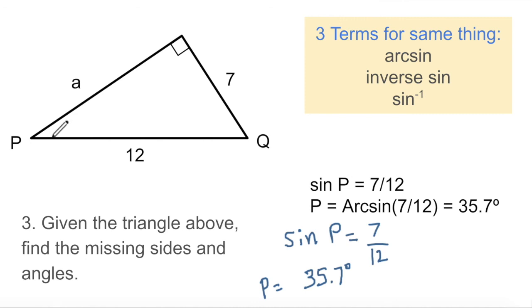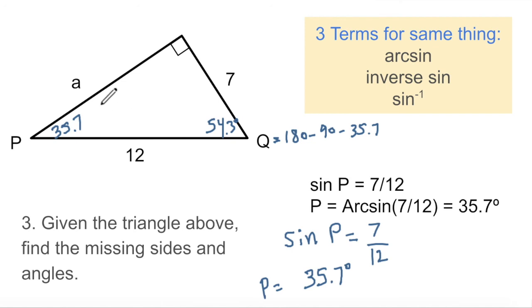So let's see, if this is 35.7, we can use the sum of angles to get angle Q, can't we? Q is equal to 180 minus 90 minus 35.7, and that gives us 54.3. So this is 54.3 degrees. Now we just have one side remaining, that's side A.